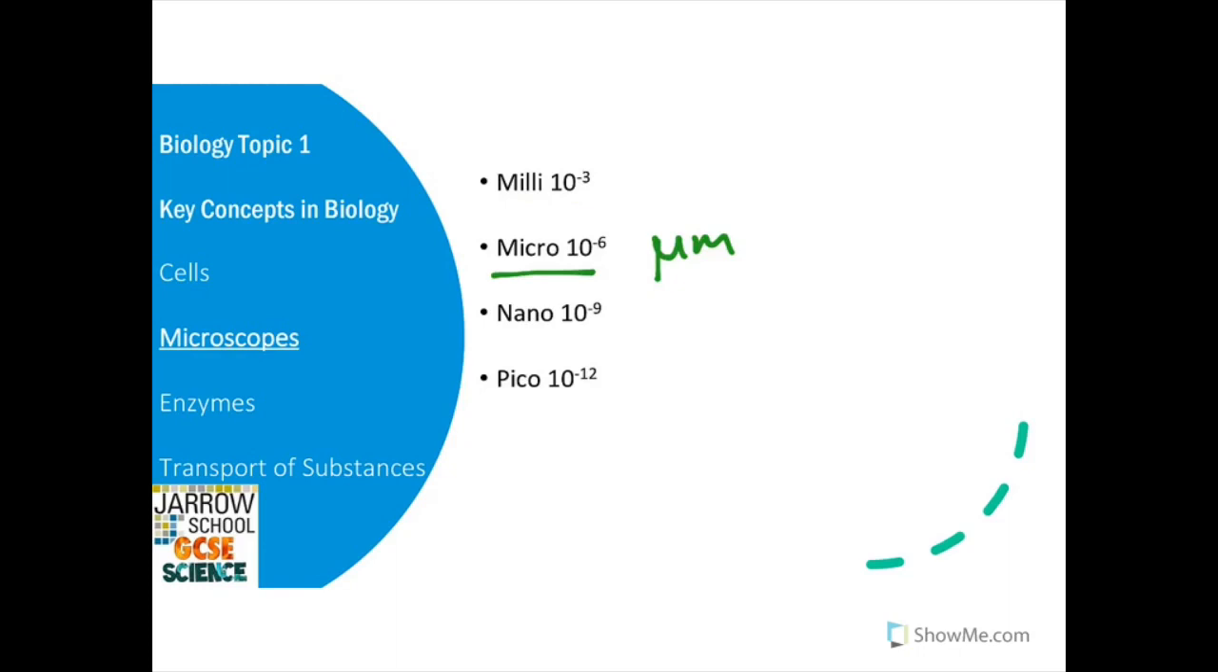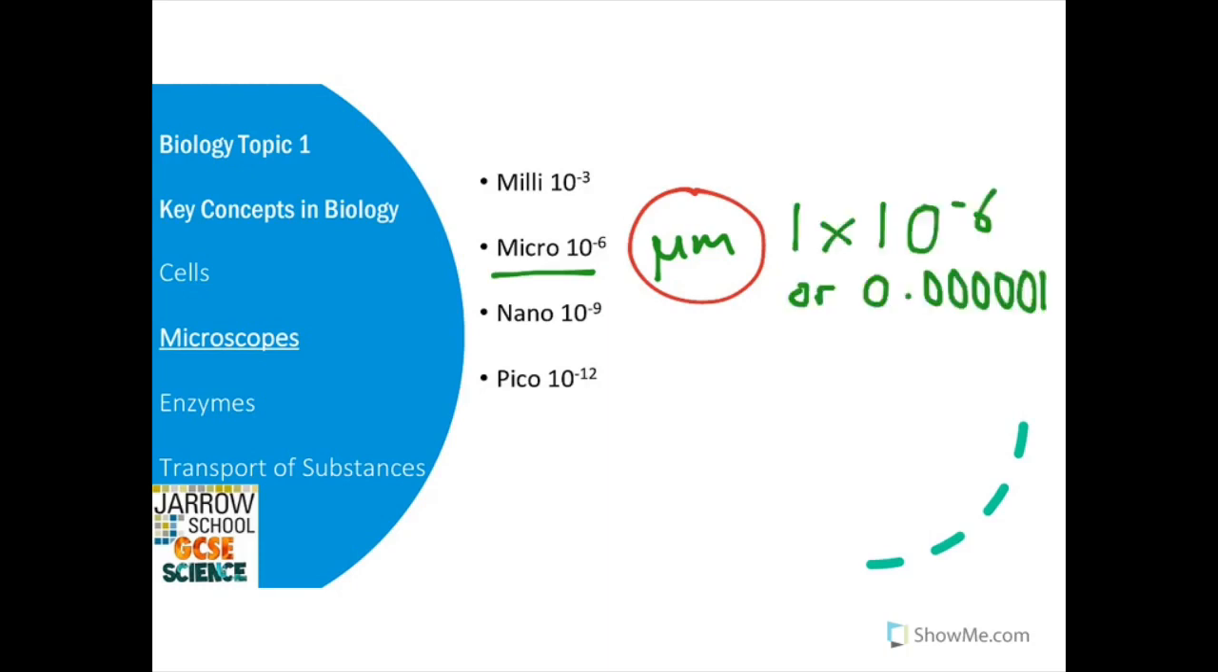Okay, micro literally means a millionth of a meter, or a millionth of a unit, and the symbol is a Greek letter. It's written like that. And that literally means it's a 1 preceded by 6 zeros and can be written in the standard form.